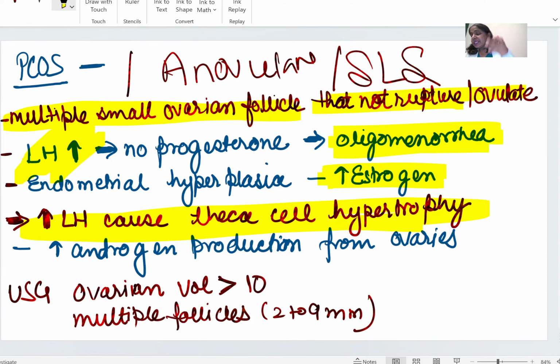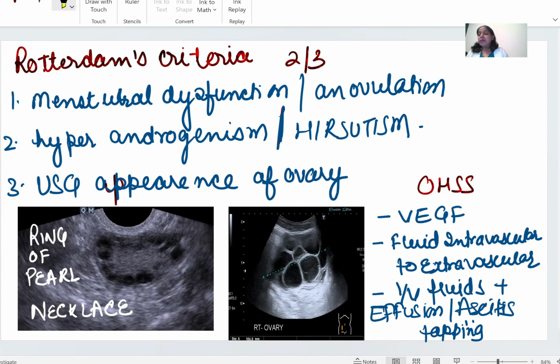Now when LH is increased, there will be increased androgen production from the ovaries. Okay, now what is the size of the ovary on ultrasound? Let us see. Now we should know how we can diagnose this.